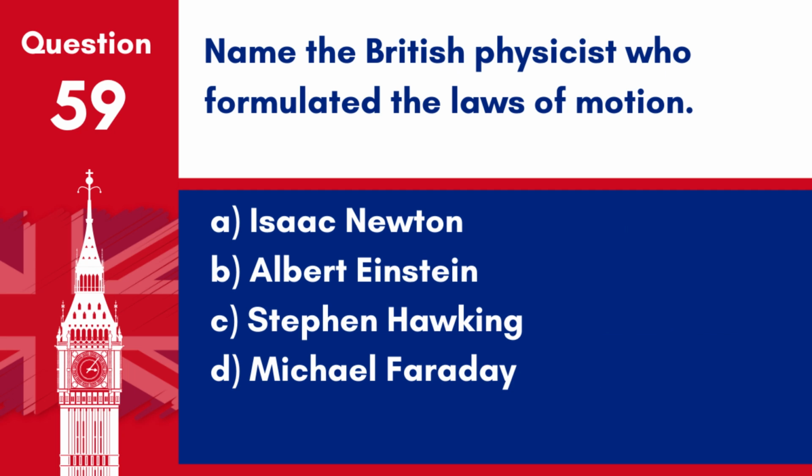Question 59. Name the British physicist who formulated the laws of motion. A. Isaac Newton. B. Albert Einstein. C. Stephen Hawking. D. Michael Faraday. Answer: A. Isaac Newton. Sir Isaac Newton formulated the laws of motion, which are fundamental to the study of physics.